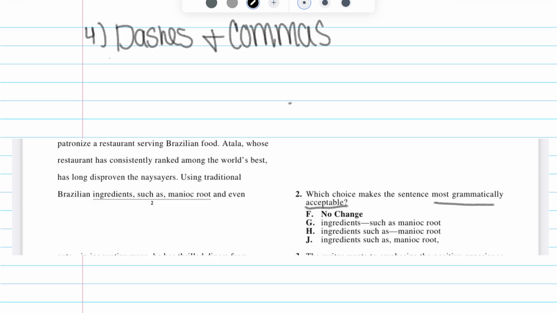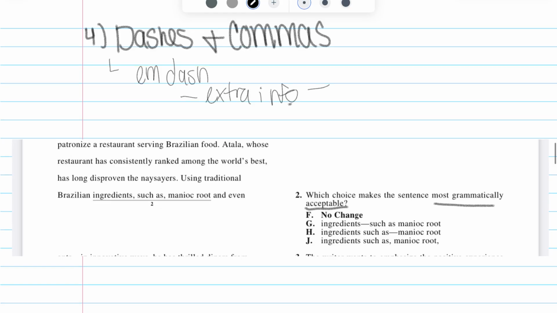So in context, we are going to look at it this way. Which choice makes the sentence most grammatically acceptable? On number 2, a lot of students panic because they are seeing tons and tons of dashes. But on this question here, and it's a little bit hidden in this picture, it says using traditional Brazilian ingredients such as manioc root and even blank. What you're looking for is where the sentence is going to break.